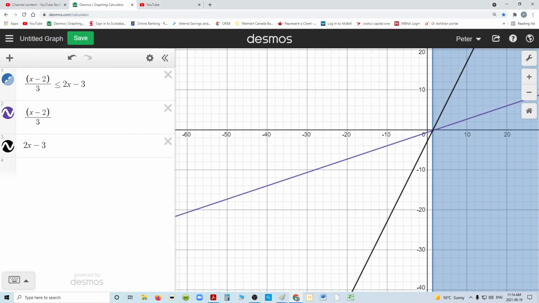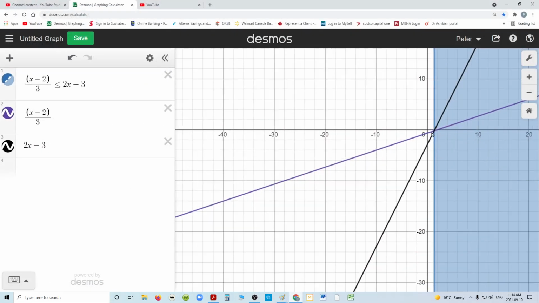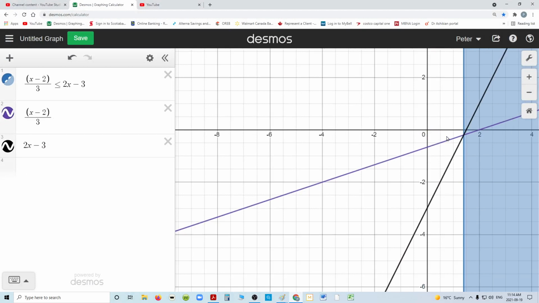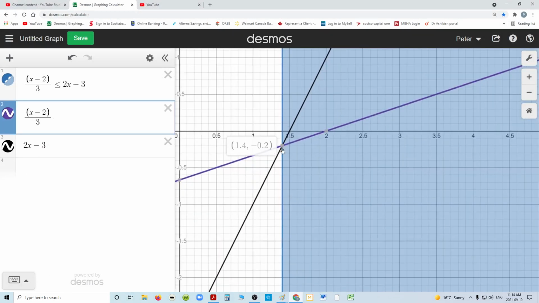Oh, so we got something wrong here. When is it smaller, equal? Oh, I see what I did wrong. When I divided by the minus 5 here, I'm supposed to switch the signs. Good thing I checked graphically. So when x is bigger or equal to 7 over 5. And sure enough, when we zoom in on this point, essentially where they cross, we discover 7 over 5, which is 1.4.